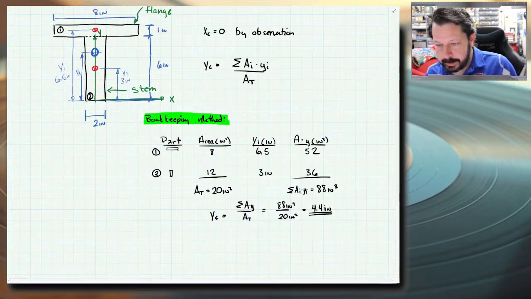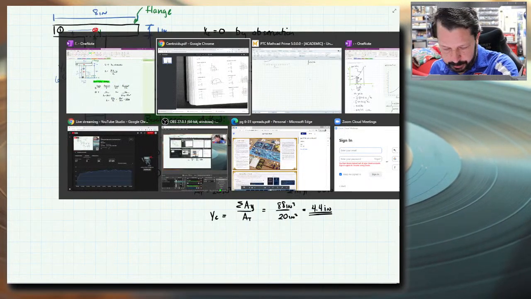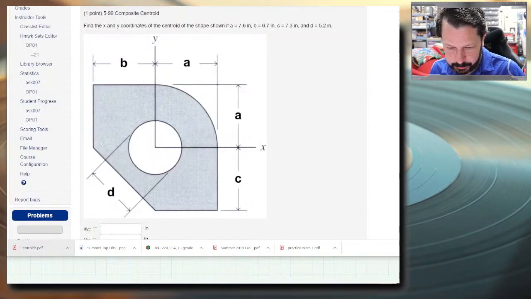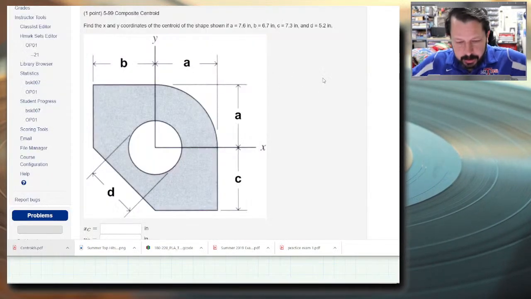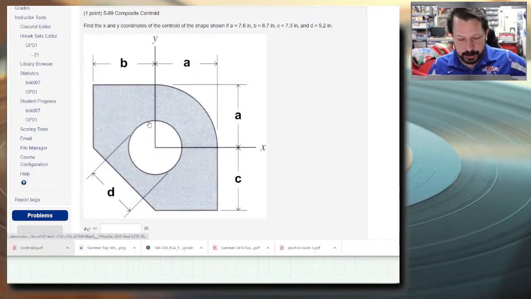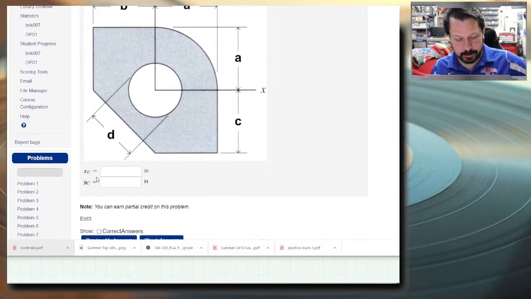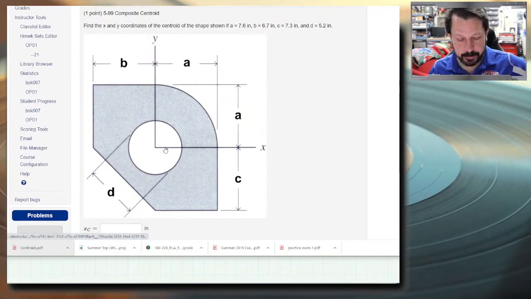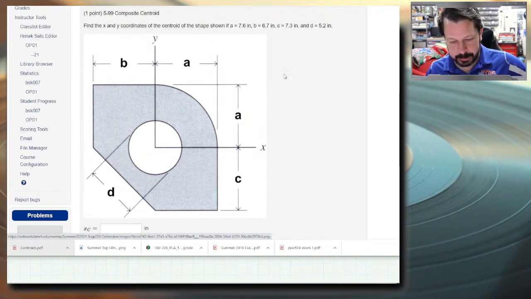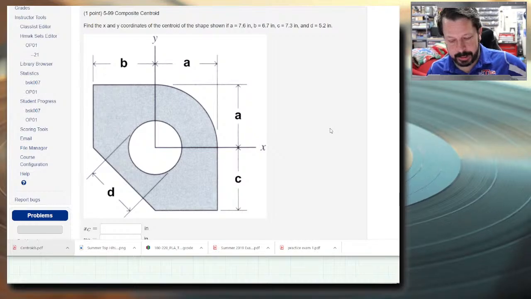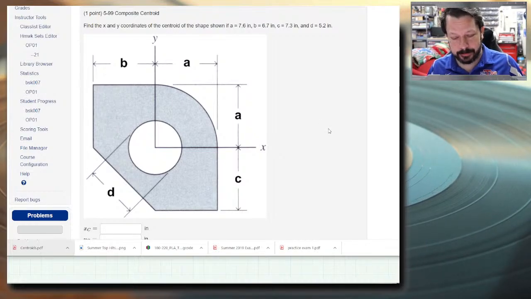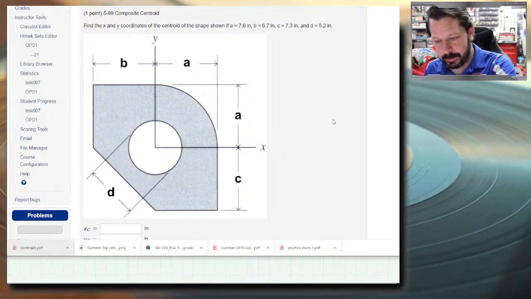So I did have a more complex one pulled up here somewhere. Let's see if I can find what I did with it. Here it is. So here's a composite centroid, and there are arcs in here, holes, triangles, rectangles. Let's see if we can do this one and find X or Y or maybe both, depending on how long we want to spend. Let's work this problem as a more complex example of the discrete version of finding a centroid.